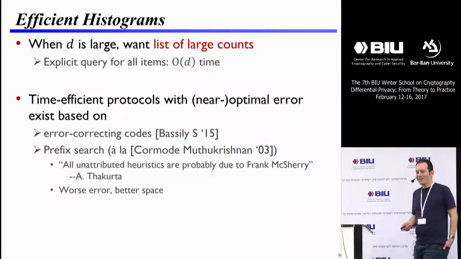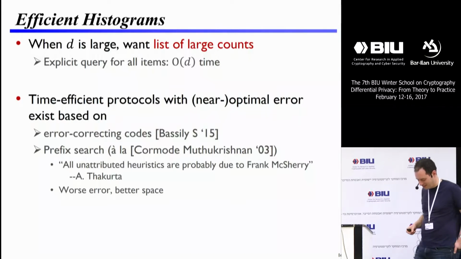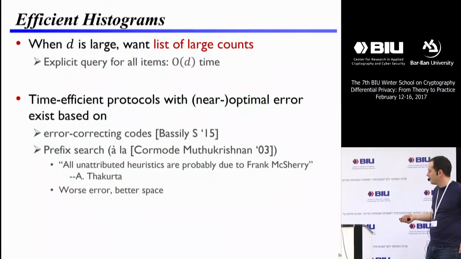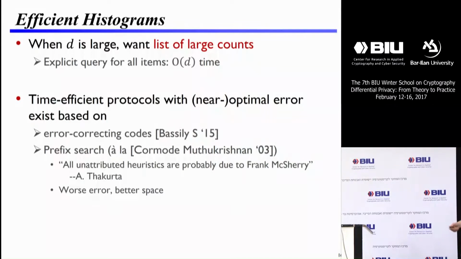And 12 years previously, there was what I now consider to be a better idea, due to Cormode and Muthukrishnan, which, in the context of this particular problem, was suggested to us by Frank McSherry, thus realizing Abhradeep Thakurta's generalization that all unattributed heuristics are probably due to Frank McSherry. So this one's now attributed. It's really due to Frank McSherry in this context. Anyway, it gets a slightly worse error than the protocol in this paper, at least asymptotically, but it's much lower space and it's probably more practical.